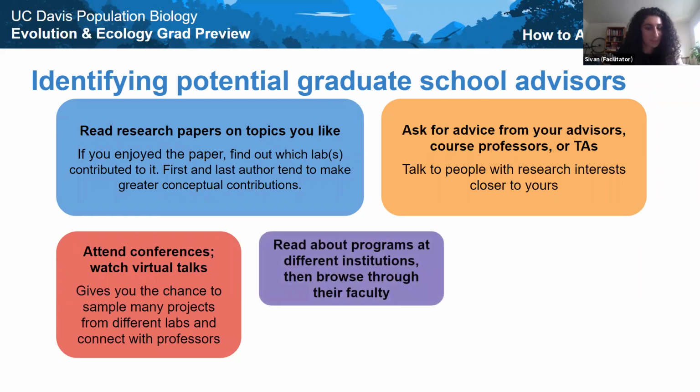Some people like to take a reverse approach, reading about the programs at different institutions and then browsing through each program's faculty. Just take note that programs don't always go by the same name and they differ in scope. For example, population biology spans ecology and evolution, but goes by a different name, while some universities have just a broader biology program.